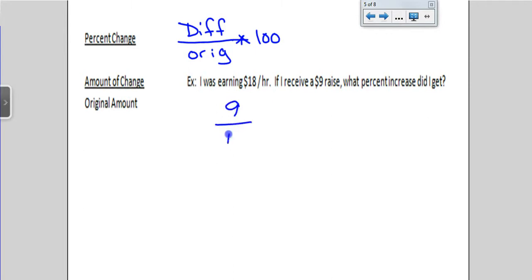The original earnings rate was $18. And if I go ahead and multiply that by 100, I end up with a 50% raise. That's a mighty fine raise.